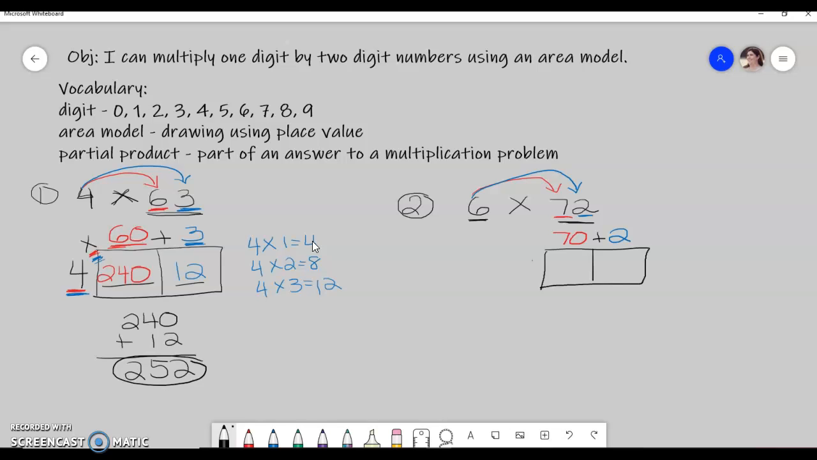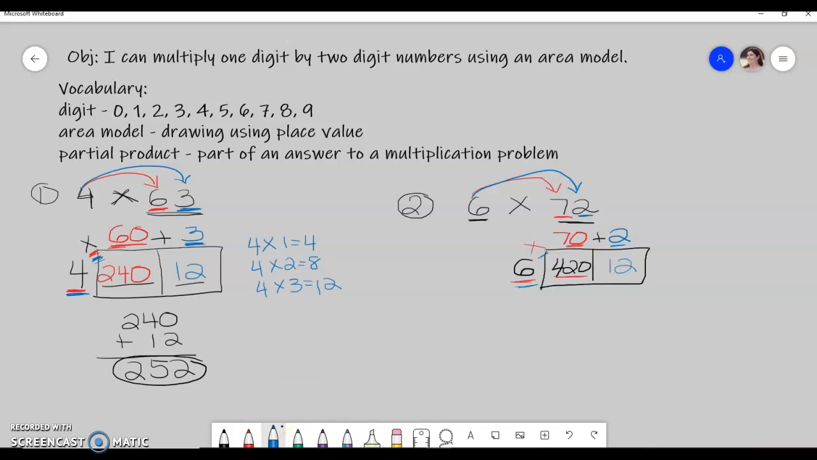What are we multiplying by? We're multiplying by 6. 6 times 7 is 42, and add your 0. So after we multiply the tens place, we multiplied 6 times 70 and we got 420. Next, we have the ones place. 6 times 2, which is 12.